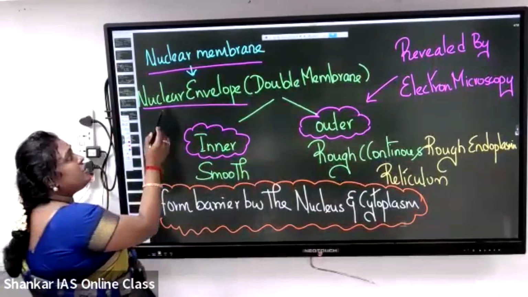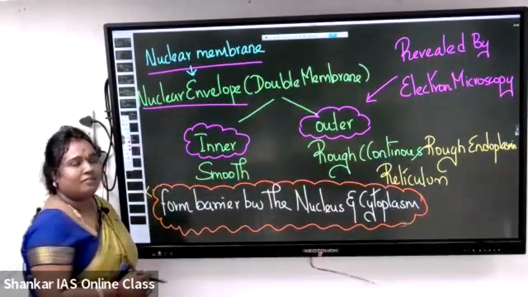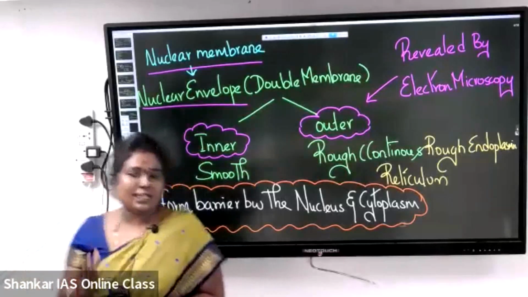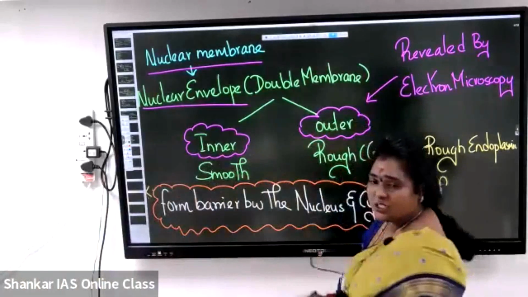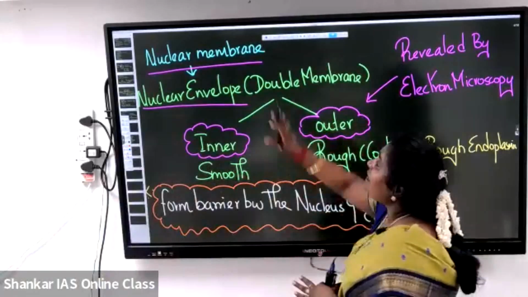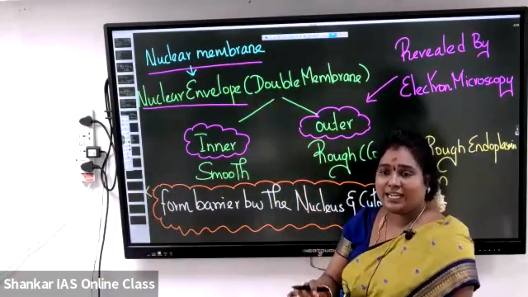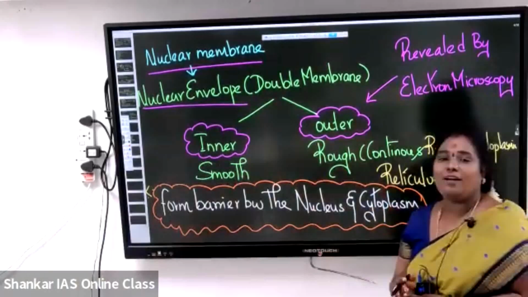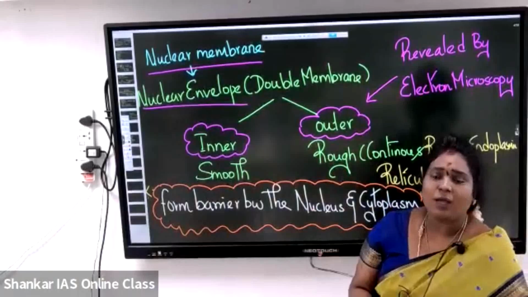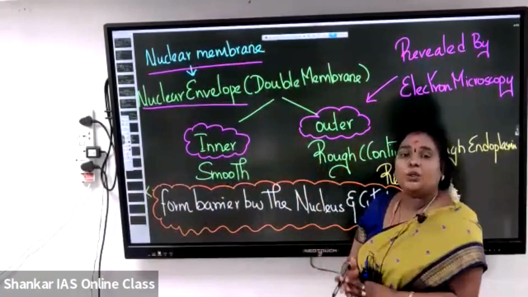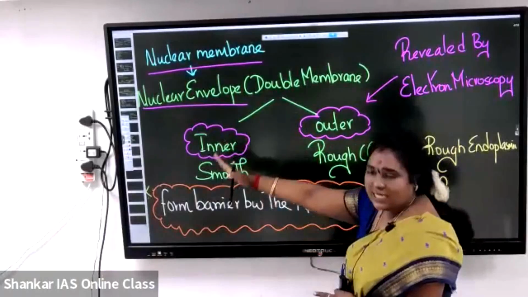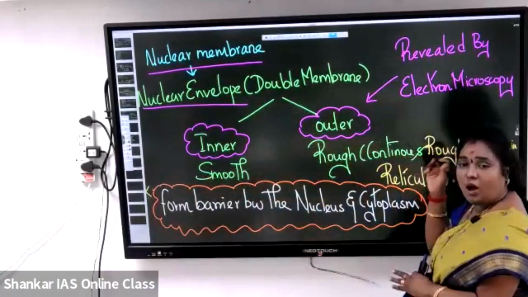So nuclear membrane is also called what? Nuclear envelope. Is it a single membrane or a double membrane? It is obviously a double membrane structure. This nuclear envelope was first studied with the electron microscope. When the electron microscope was invented, it revealed the discovery of the nuclear membrane. So the nuclear membrane is double, with an inner membrane and an outer membrane.